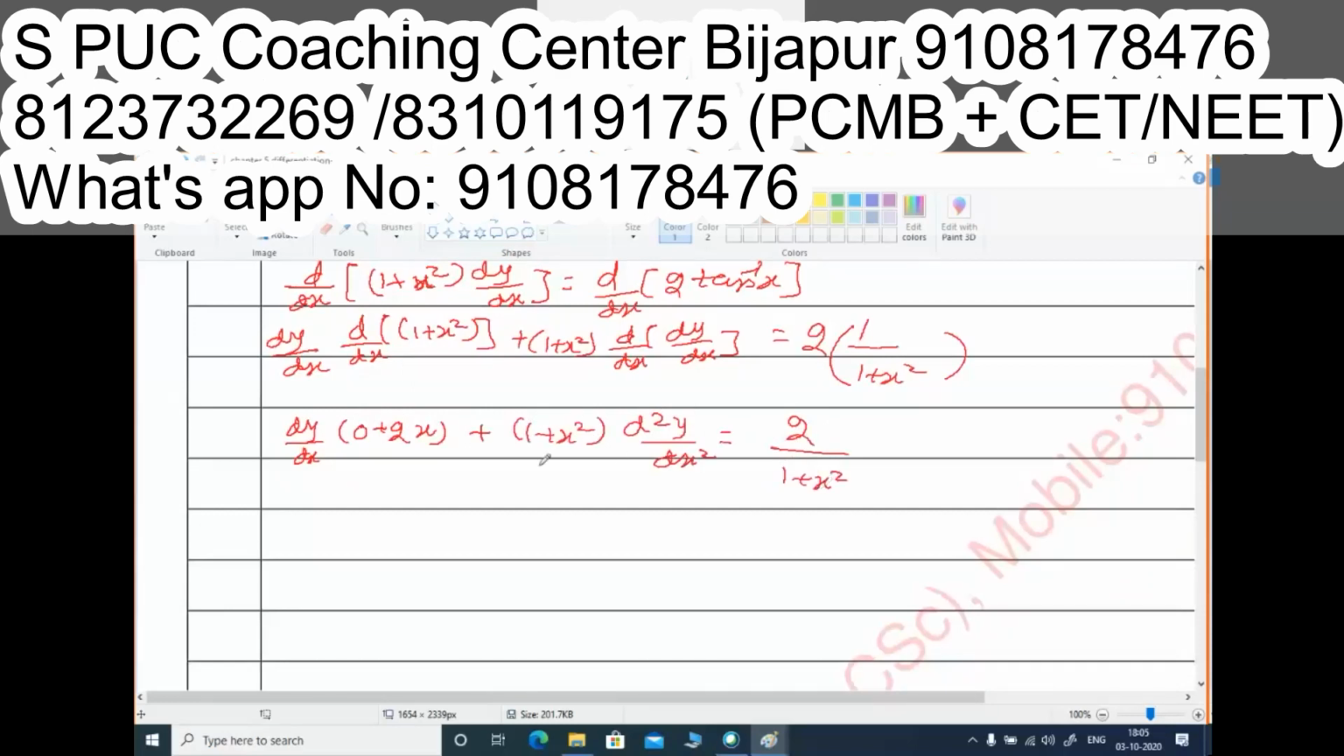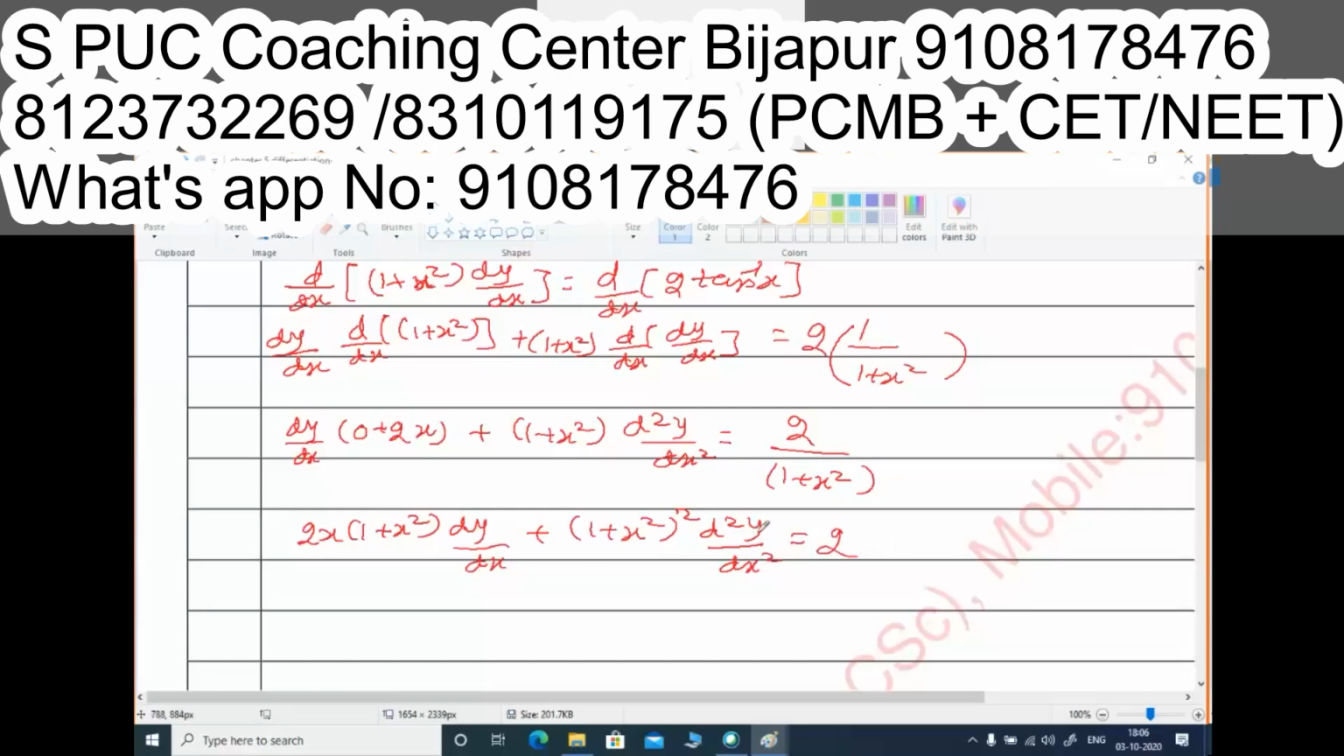Let us cross multiply this, very easy. Okay, you do the cross multiplication on this side. What is going to come out if you multiply on this side? If you multiply it completely, it is 2x into (1 plus x square) into dy by dx, plus (1 plus x square) bracket whole square d square y by dx square is equal to 2.